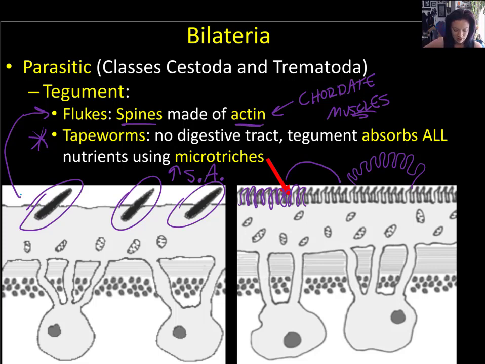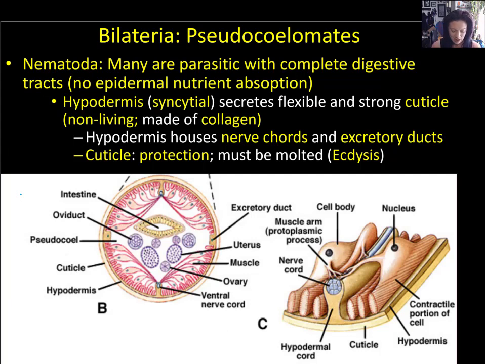Now, there's another parasite that we're going to discuss. It's not a flatworm, however. It's a nematode. Many, many, many nematodes are parasitic, but they have complex digestive tracts as well. There's no epidermal nutrient absorption in this group. That's a tapeworm thing, not a nematode thing.